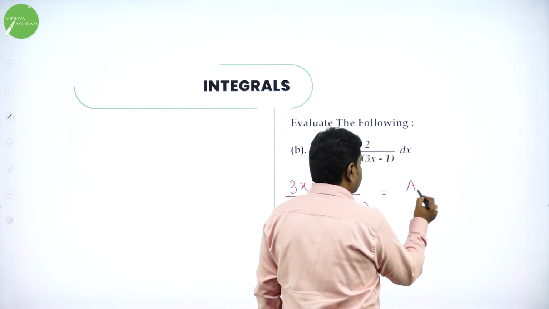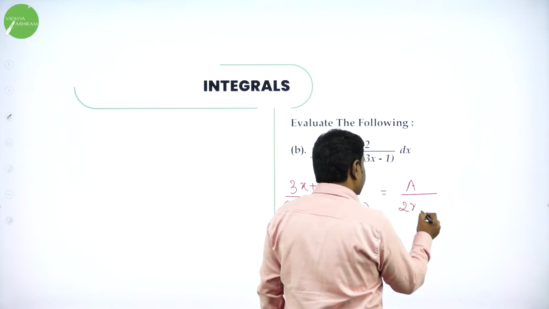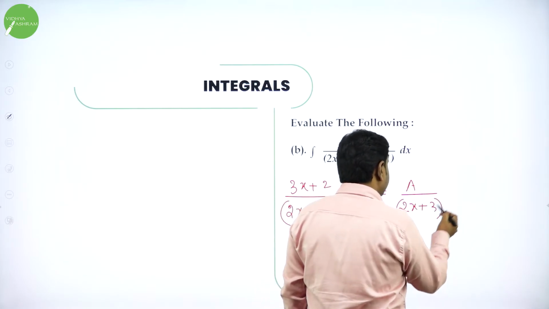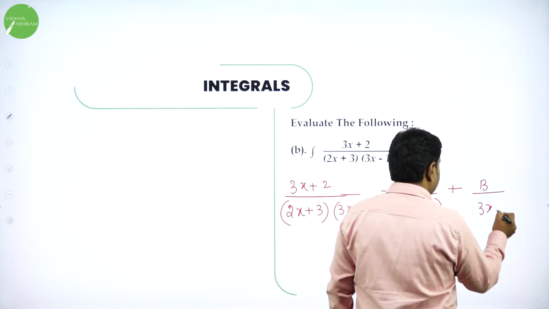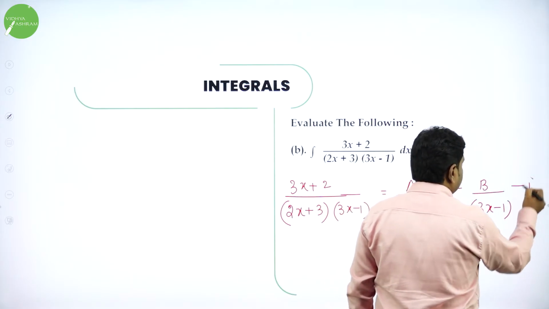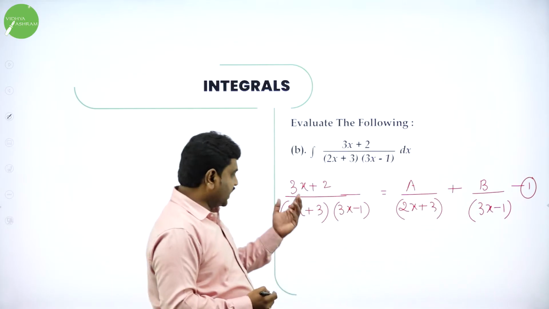A by the first factor. What is the first factor? 2x plus 3. Plus B by the second factor. What is the second factor? 3x minus 1. So call this equation 1. Now, as usual, take the LCM.